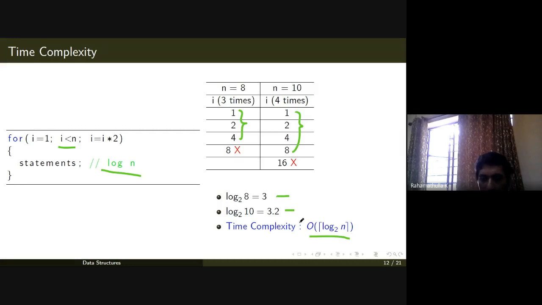Whenever it just jumps above this value, just above 2 raised to 3, which is 8, when n equals 9 also, it will be executing 4 number of times. So just when it jumps above 3, it will be executed the next number of times. 3.01 also will be executing 4 number of times. So what I'm trying to say is the time complexity of this piece of code is order of ceil of log n.